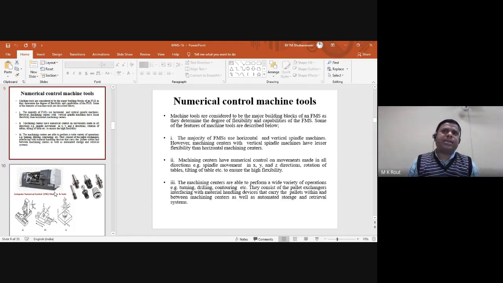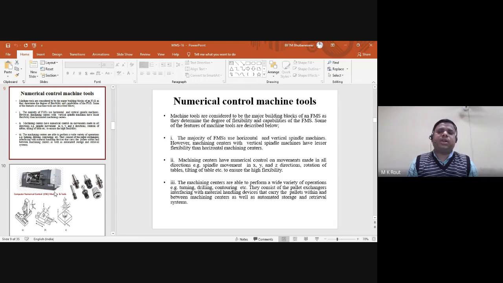Some pallet exchangers are directly involved, and the pallet lifts the job from one workstation to other workstations. These devices are within the machine center and well automated, and they are well connected, or you can say well communicated, with the automated storage and retrieval system. So this is the whole view of a numerical control machine.